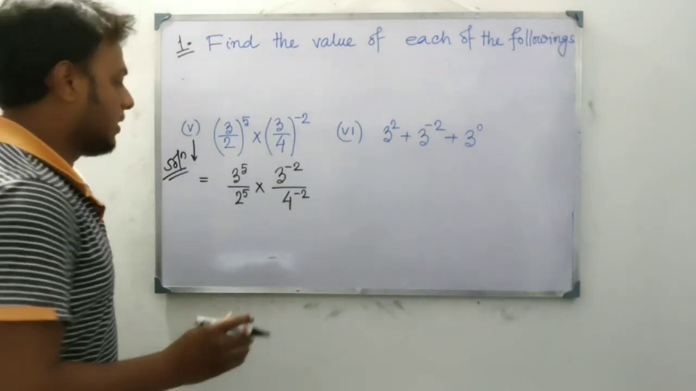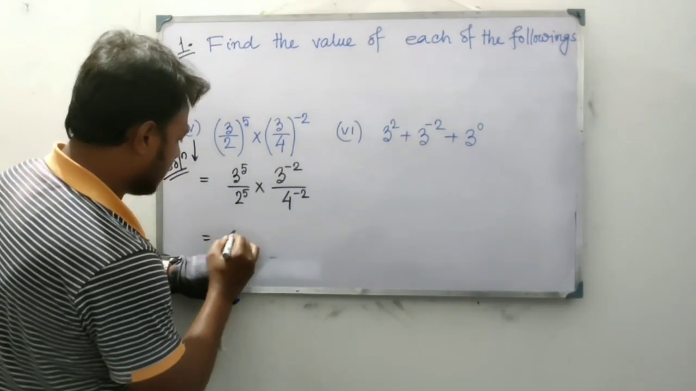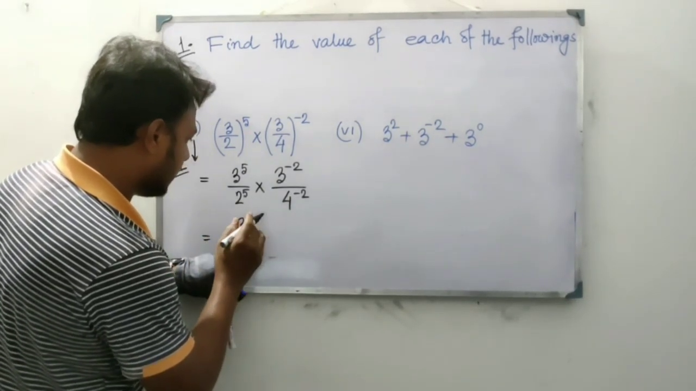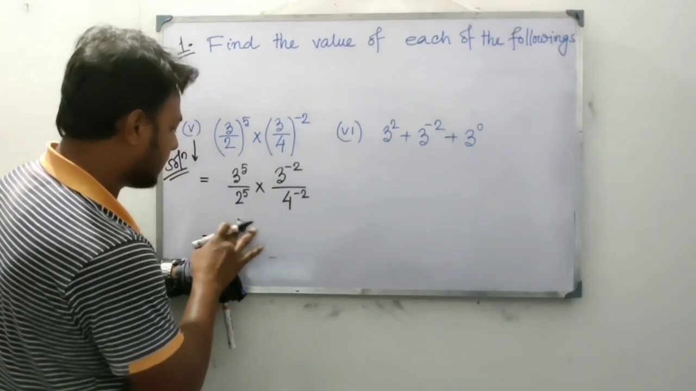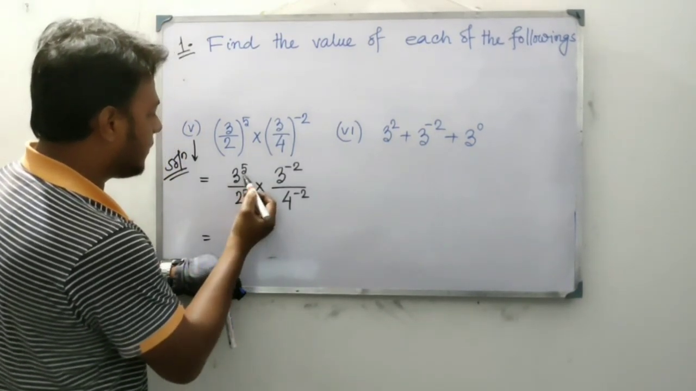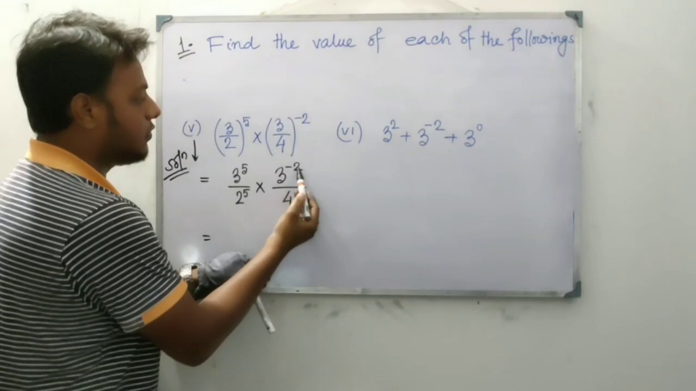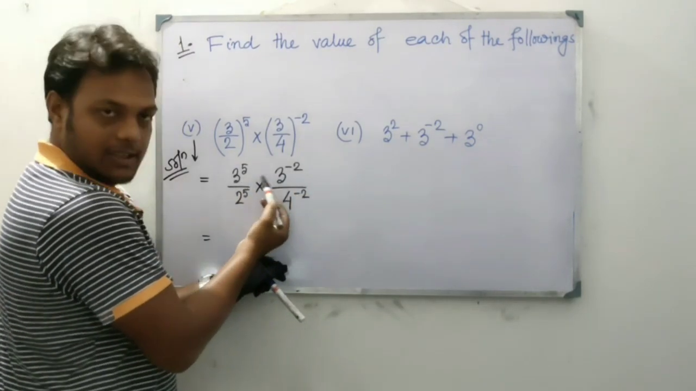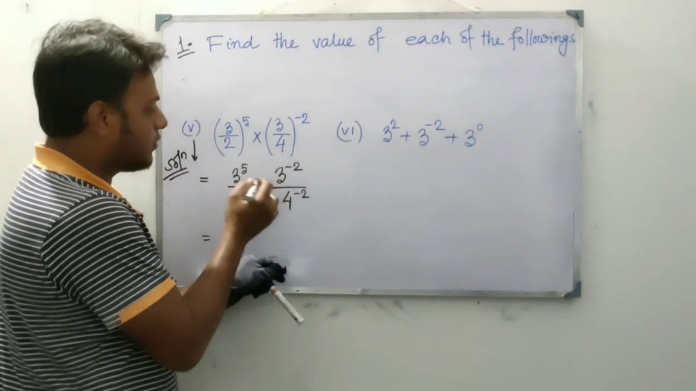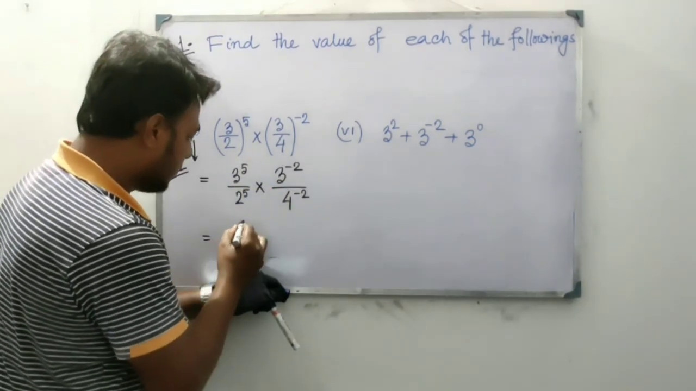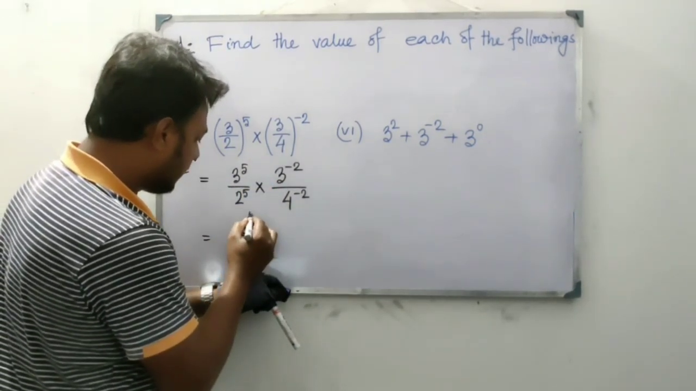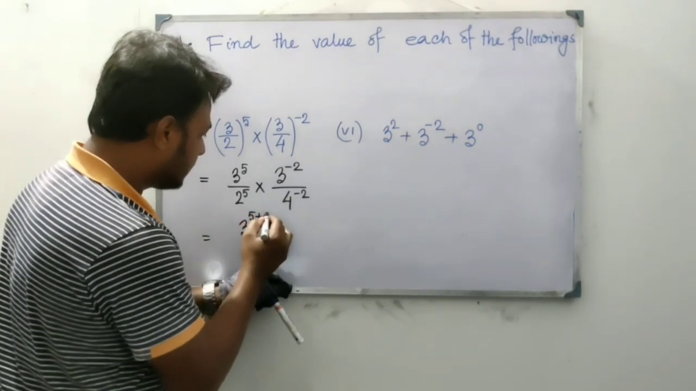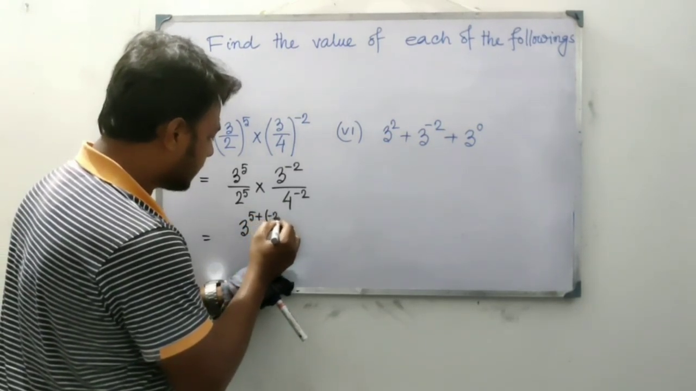Understood? And next line, keep it unchanged, 3 to the power minus 2. Okay, see, here 3 to the power 5 is there, here 3 to the power minus 2 is there, and the product is there. Since the bases are the same for these two exponent numbers, we can add the powers. So the numerator will become 5 plus the second power, minus 2.